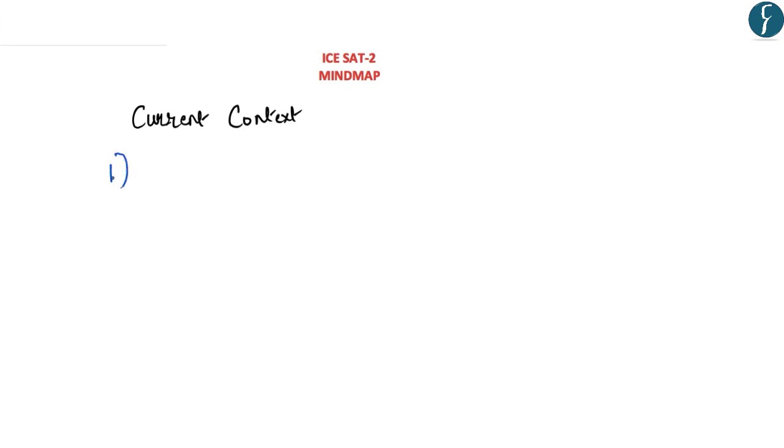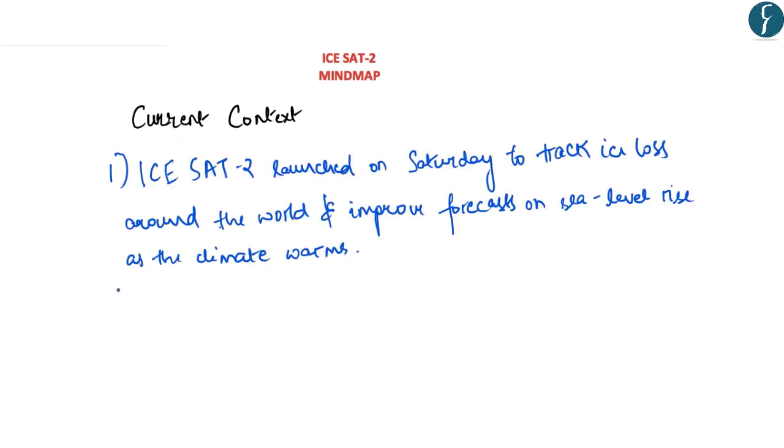NASA's most advanced space laser satellite, that is the ICE satellite, took off on Saturday on a mission to track ice loss around the world and improve forecasts of sea level rise as the climate warms. Also, before ICESat-2, there was ICESat-1, which earlier revealed that sea ice was thinning and ice cover was disappearing from coastal areas in Greenland and Antarctica.